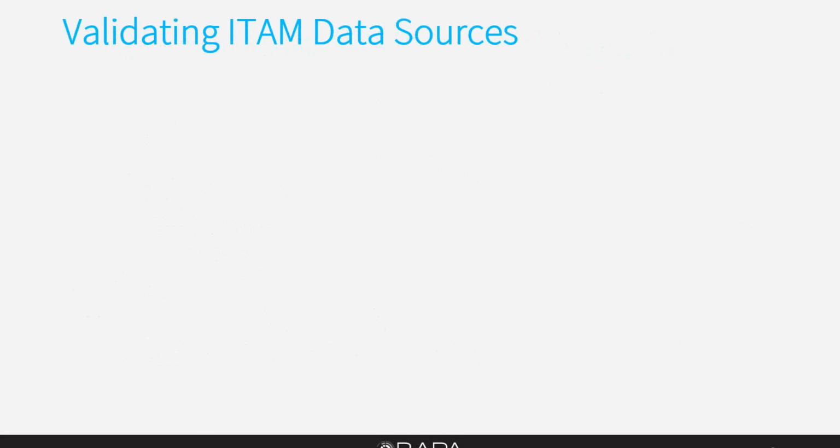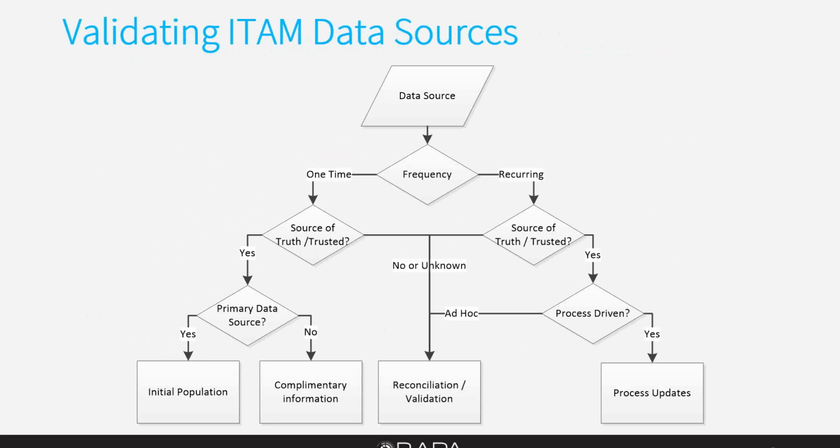So all these wonderful sources of data need to be validated, and part of the validation is really to determine where the information is coming from. Can you rely on it? Are you going to get it on a regular basis? And then depending on all those questions, you can determine whether it's data more suited to the initial data population of your repository, or it's complementary information that you're not even going to rely on to create the database or the repository, but you'll use it to add additional information based on where it's coming from.